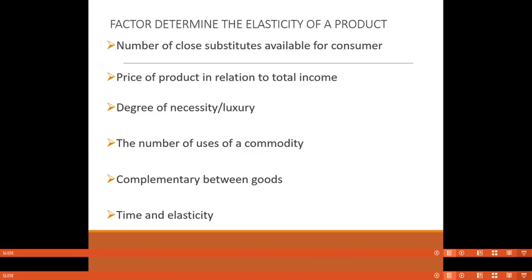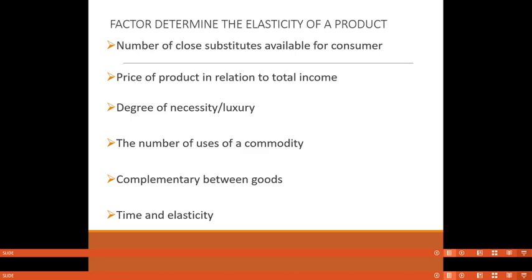Now after that, there are some factors which determine the price elasticity of a product. There are a number of factors, but I have listed some here. Let us discuss this. The first one is the number of close substitutes available for the consumer. That means the larger the number of substitutes, the more elastic the commodity, and if the commodity has fewer substitutes, it is less elastic. And the price of the product in relation to total income. More price means more elastic. Low price means less elastic.